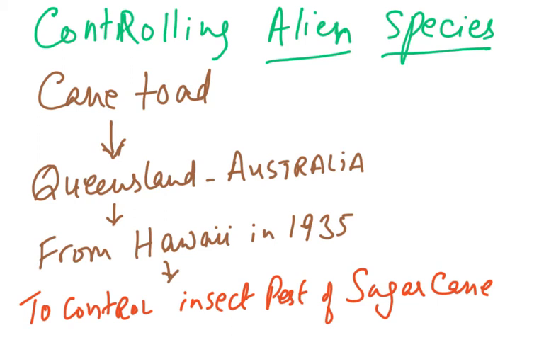Now in Australia, surprisingly, the cane toad has become a pest. And if you put on YouTube Australia cane toad, you can see lots and lots of videos on that, very interesting videos.